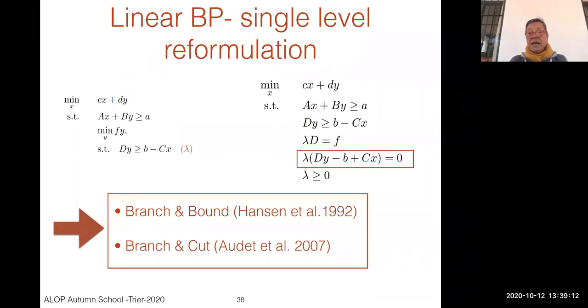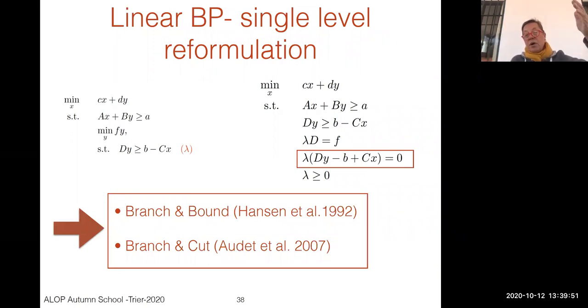At the beginning, you relax them completely, which means you solve the high point relaxation. If the solution of the high point relaxation is such that y is optimal for the given x, you stop, you have the optimal solution. Otherwise, you find a feasible solution and you have an upper and lower bound. And you look at those constraints and you choose one of them that is violated. You branch on it. So you define two problems. On one, you set lambda equal to 0. On the other one, you set dy minus b plus cx equal to 0, and you iterate.